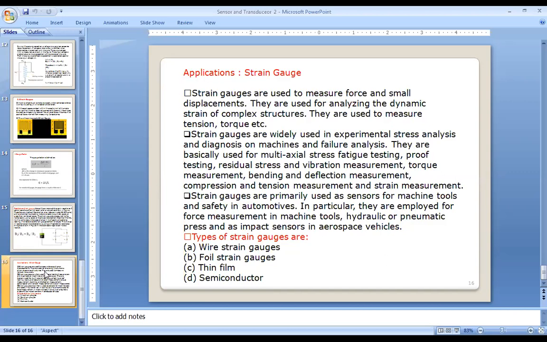So those are the mechanical parameters and the types of strain gauge. So there are 4 types of strain gauge. First is wire strain gauge, foil strain gauge, thin film strain gauge, and the fourth one is the semiconductor type of strain gauge.